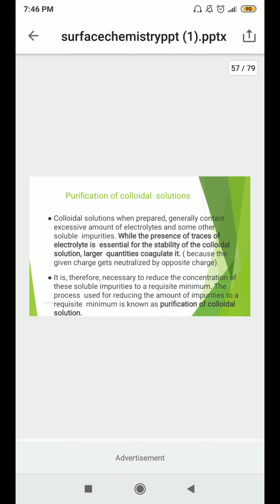Now the process for the purification of colloidal solution. The colloidal solution, when prepared, generally contains an excessive amount of electrolyte and some other soluble impurities, while the presence of traces of electrolyte is essential for the stability of the colloidal solution. Large quantities get coagulated. Why does it happen? Because the given charge gets neutralized by the opposite charges.